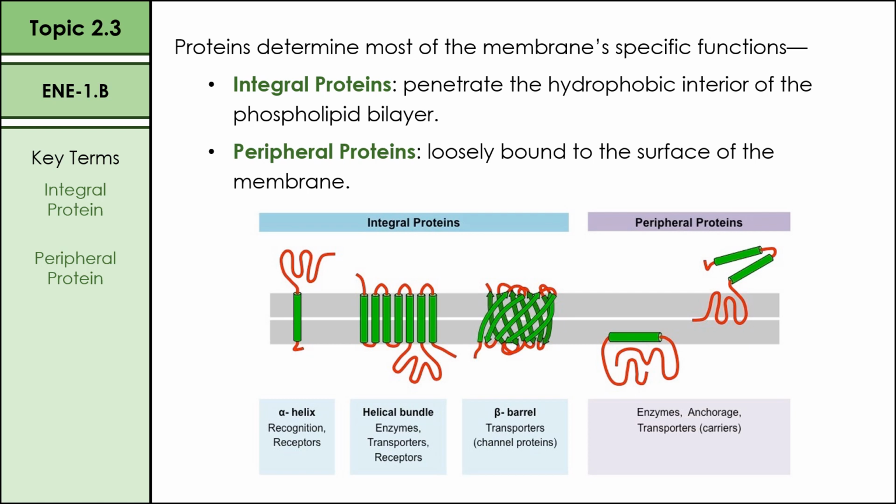Contrast that to our peripheral proteins. Peripheral proteins are bound to the surface, so they only have a portion of their structure anchored into the cell membrane, and then the remaining part of the protein is outside of the membrane on one side of the cell or another.